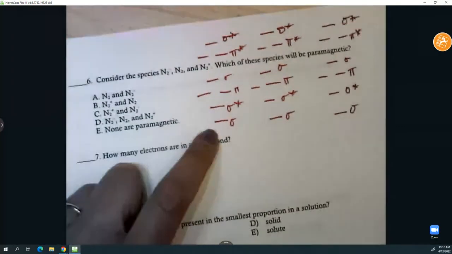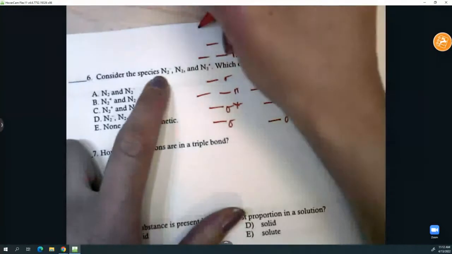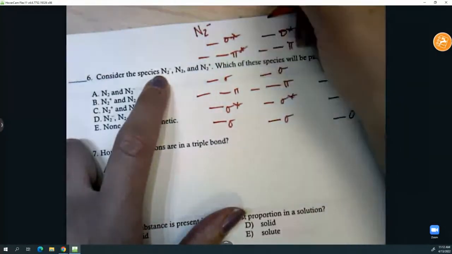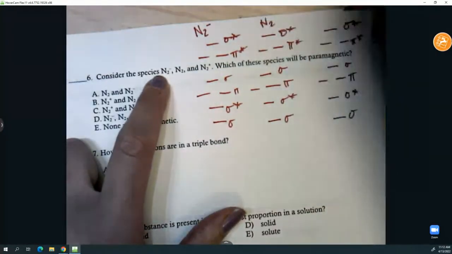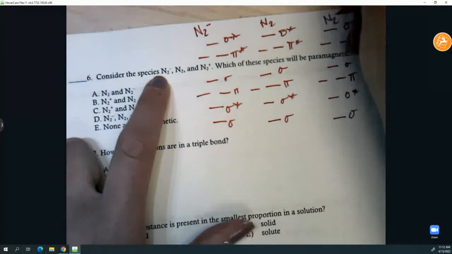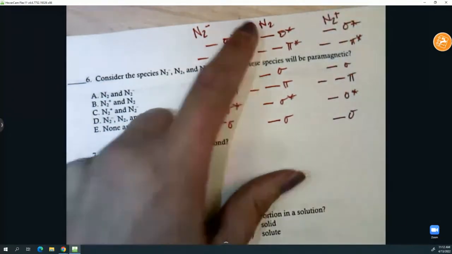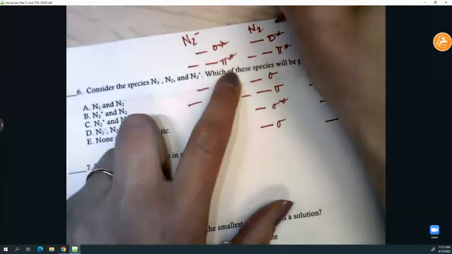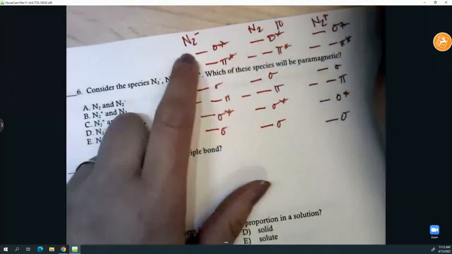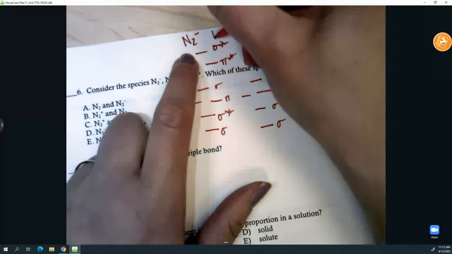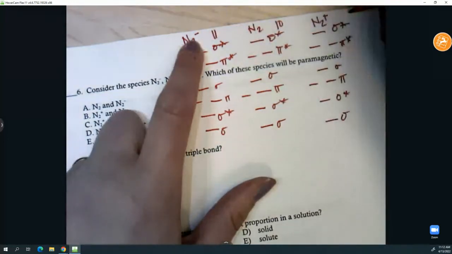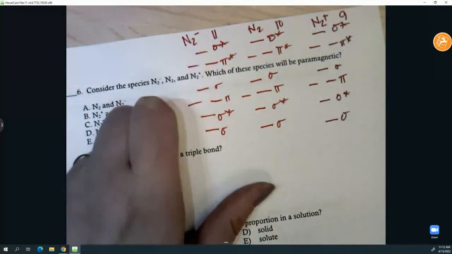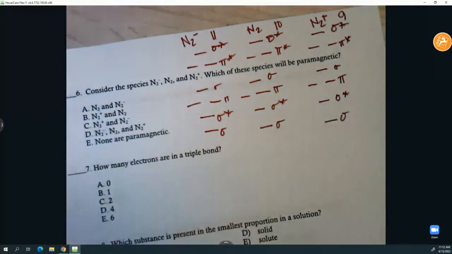Okay. So for N2 minus, what I really care about, basically for all of these, is how many valence electrons they have. So let's start with N2. Nitrogen has 5 valence electrons, so this would have 10. N2 minus would have 11. It would have 1 extra electron, and then this would have 1 less, so 9, because it's a plus charge. And then I just put them in using all the regular rules.